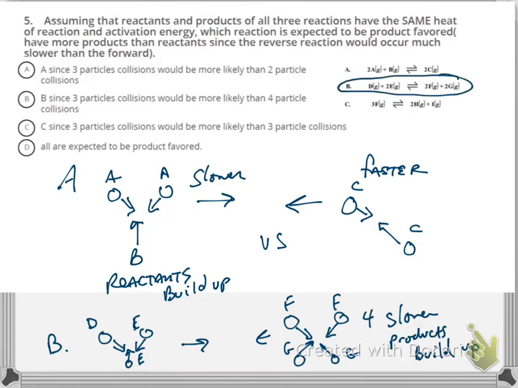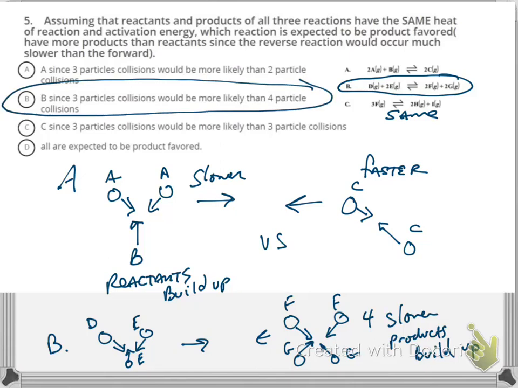So that means B would definitely be the case where we would have product favored, because the reverse direction happens so much slower. C would have the same rates because you have 3 particles on one side, 3 particles on the other, so that would be the same, and A would be wrong. So B is the right answer. Since 3 particle collisions would be more likely than 4 particle collisions, we would definitely expect the answer to be B.